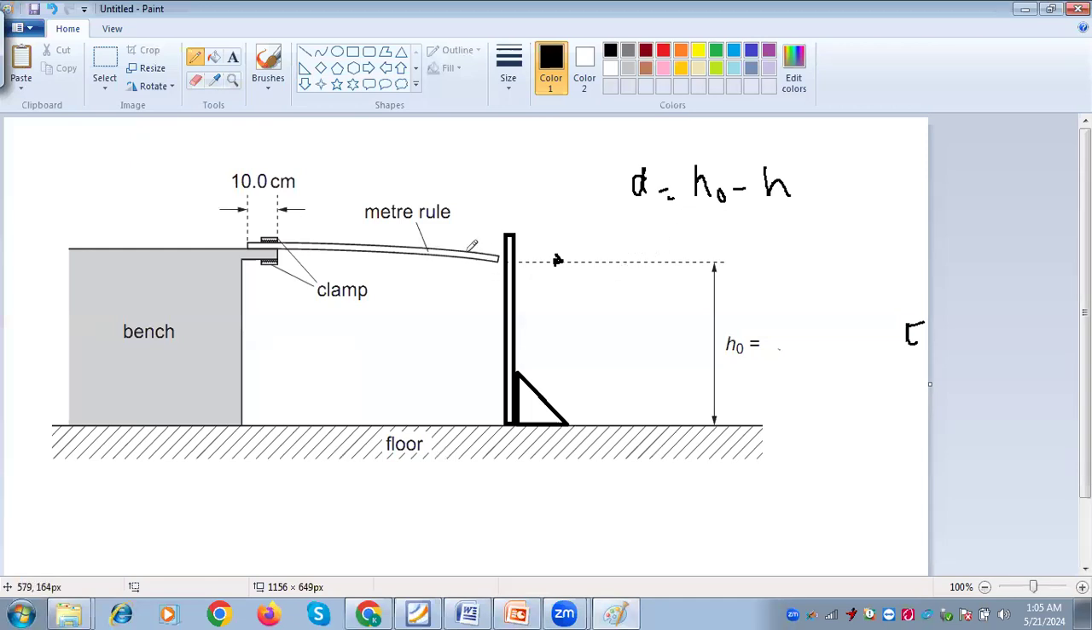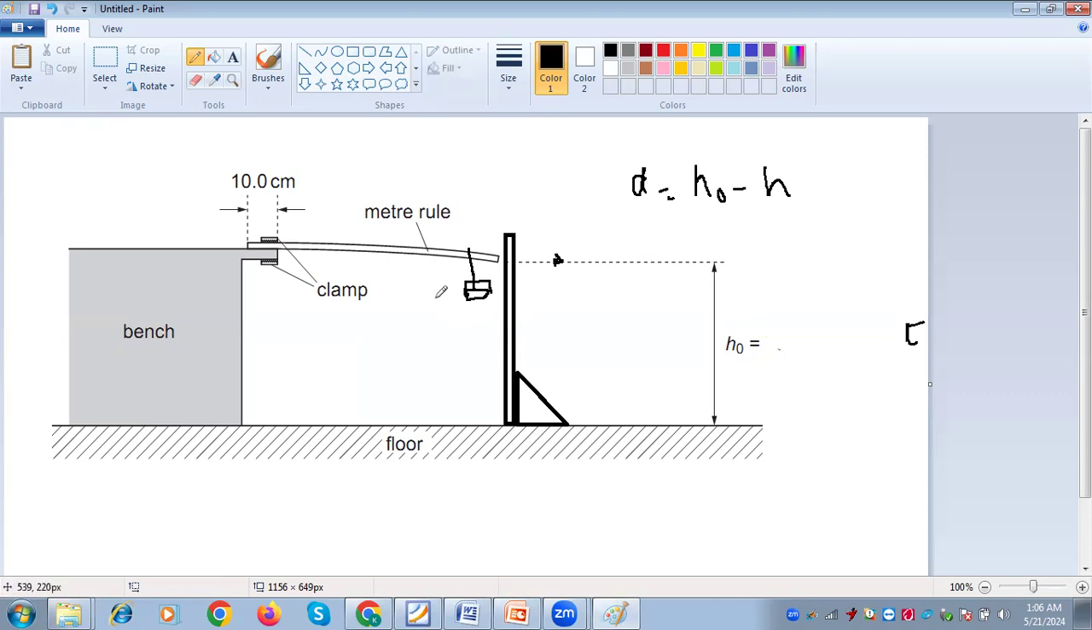Then you will change the mass. First, it had one mass hung at this end, then you will add more mass. So it will be bending more, and the new height h will be noted down. H naught will remain the same. That is the initial height, which will remain the same every time.